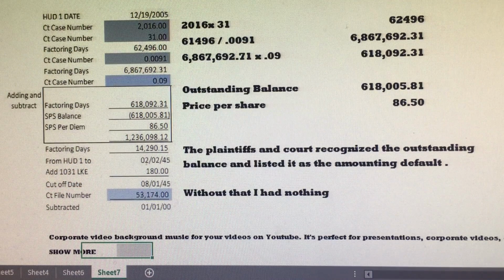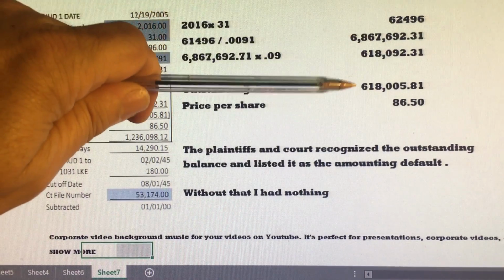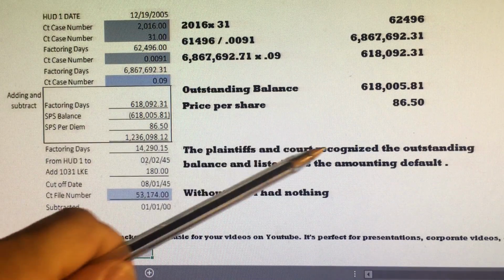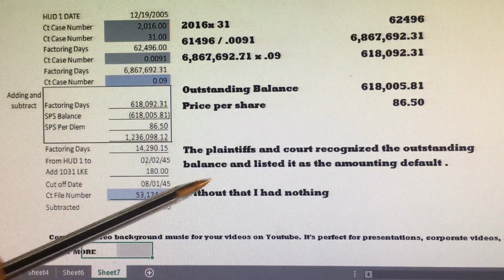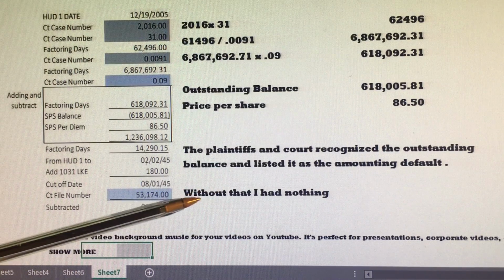I'm not saying that's illegal. I'm not saying that's wrong, unethical. Well, yeah, maybe. I'm not here to judge. I'm not a judge, jury, or executioner, and I'm not an advocate. I'm just saying I follow the accounting rules, and the accounting rules are what they are. You've got a court case number which translates into different variables equal to the outstanding balance, which is by coincidence. So here it says the plaintiff in the court recognized the outstanding balance and listed it as the amount in default. Without that number, I had nothing.